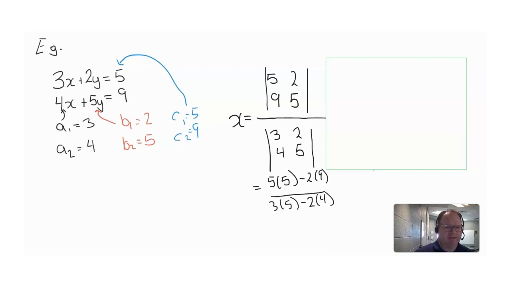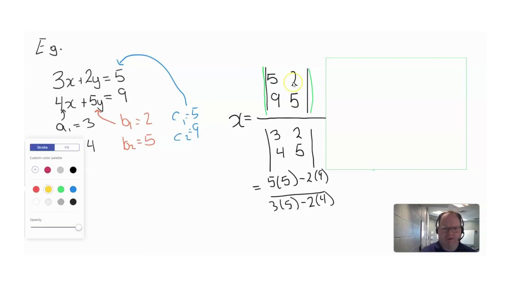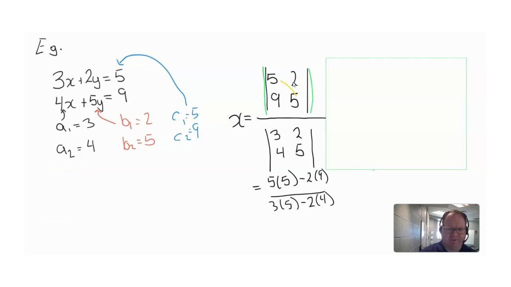To solve for the x, I would take out the answers, the 5 and 9, and I'd put them in where the 3 and 4 would go, above 2 and 5, and then over top of 3, 4, 2, 5. Then I have to figure out the determinants. That's what these straight lines mean. They mean determinants. So in this case, I would do 5 times 5, subtract 2 times 9. That would be the top one, this part here. Then on the bottom, I would do 3 times 5, subtract 4 times 2. And that would be the bottom part.